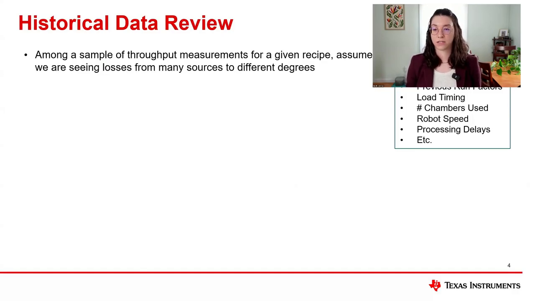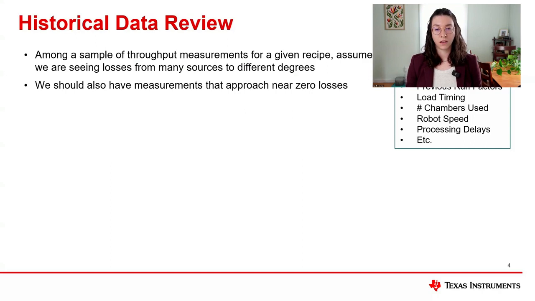And we can assume that within this, there's going to be losses from many different sources, something like tool differences between recipes. The influence from a previous run can have a lot of effect on what the next run looks like, load timing, number of chambers used, etc. But given that, we should also have measurements where those losses approach zero.